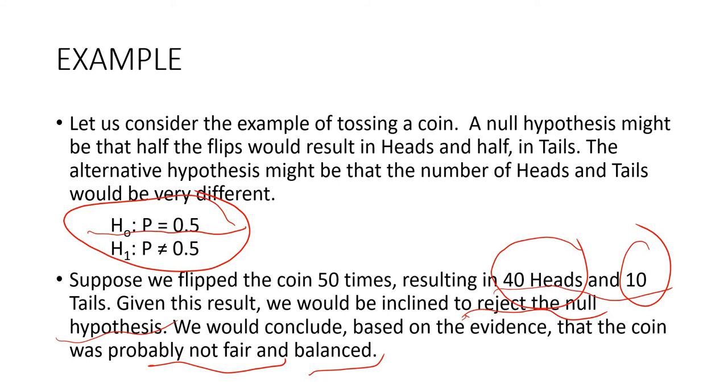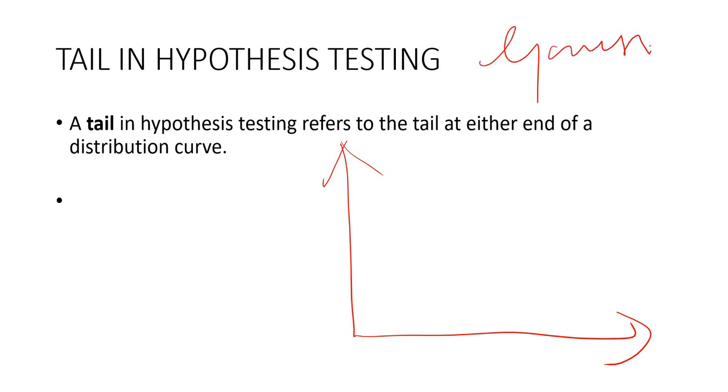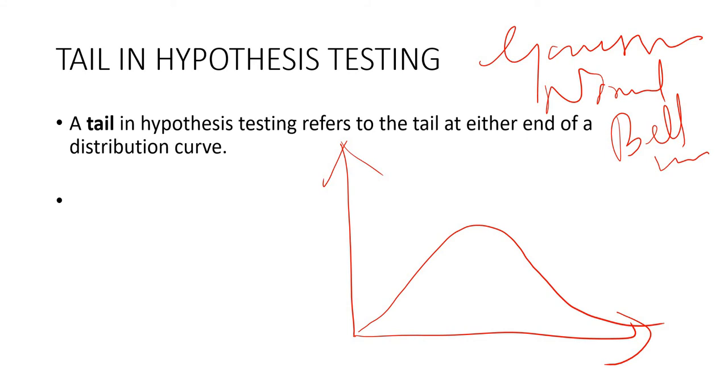So you understood what the null hypothesis and alternative hypothesis are. What is a tail in hypothesis testing? A tail in hypothesis testing refers to the tail at either end of a distribution curve. You are familiar with the Gaussian distribution, which we also call the normal distribution or bell curve. All are the same. This is the shape of the normal distribution. We have a separate video on the Gaussian distribution under the playlist statistics. You can watch that. These two areas we call the tails of the Gaussian distribution, normal distribution or bell curve.